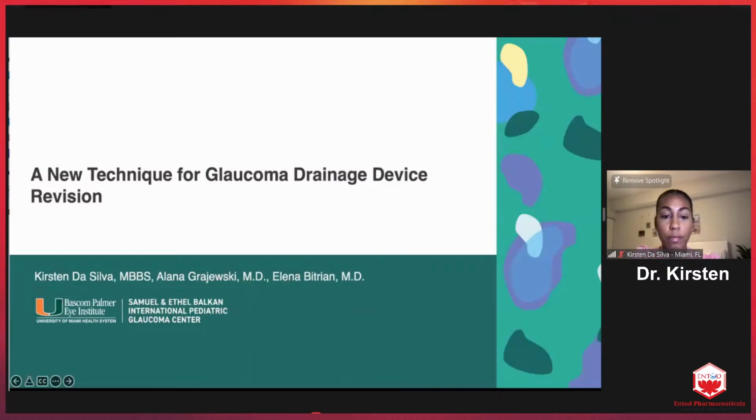We present a case of a 6-year-old male with primary congenital glaucoma. He had a left Baerveldt implant placed in January 2018, and due to corneal contact with the tube and elevated IOP, revision of the shunt was indicated, and surgery was performed in April 2021 using this novel technique.